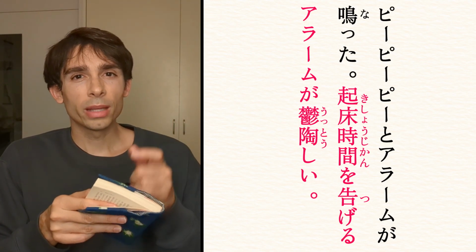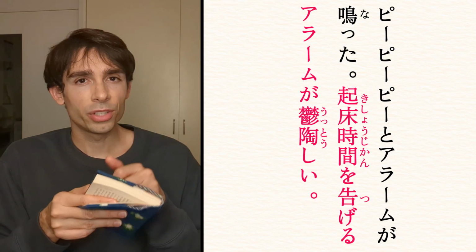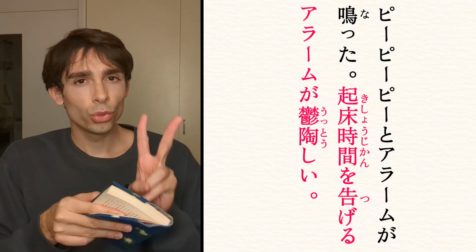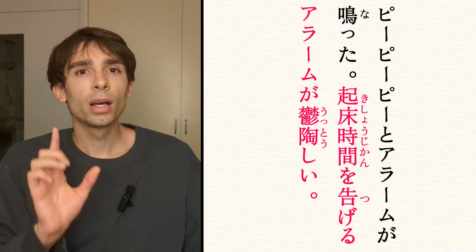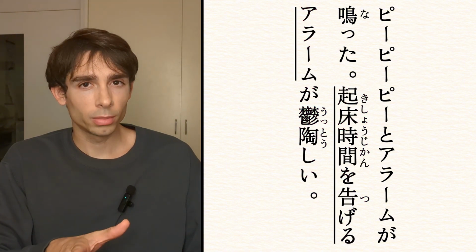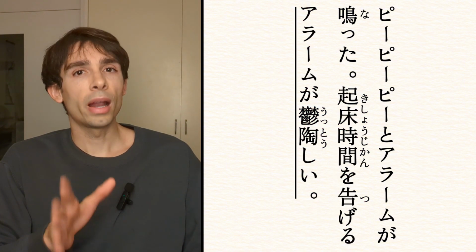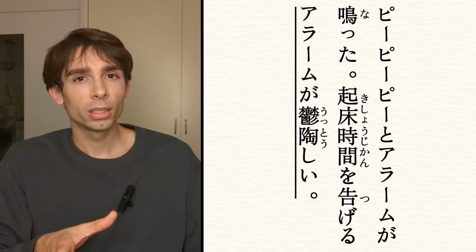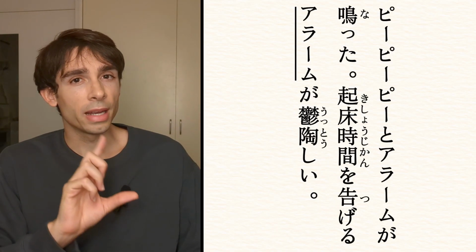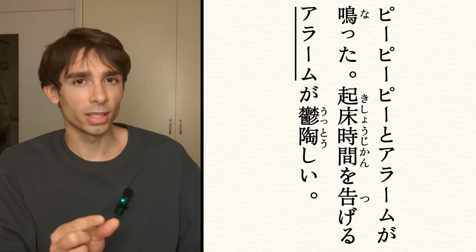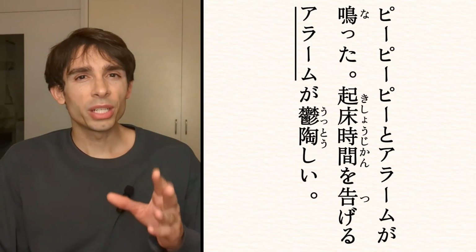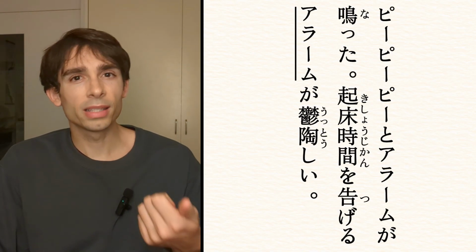Can you see how we can break down this sentence that I've just read into two sentences? The first one is 起床時間を告げるアラーム and the second one is アラームが鬱陶しい and アラーム is the noun connecting these two sentences. This is basically how Japanese works. It usually has sentences within sentences. And that's especially easy to see when you have a noun separating these two sentences like in the example here.